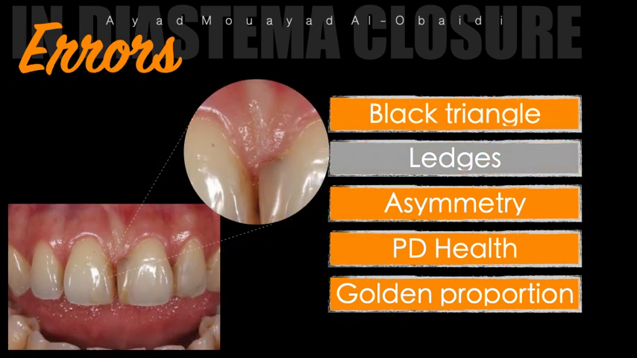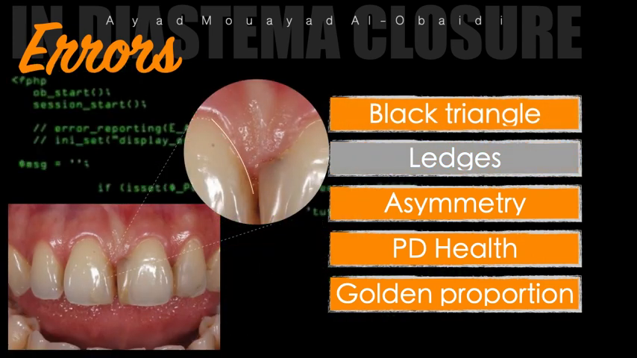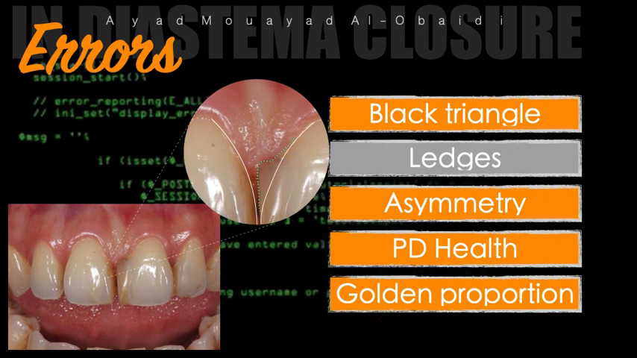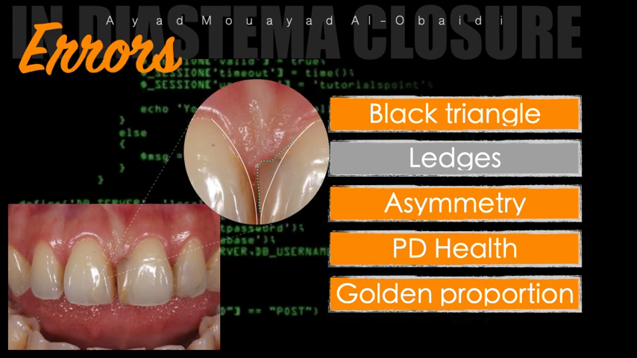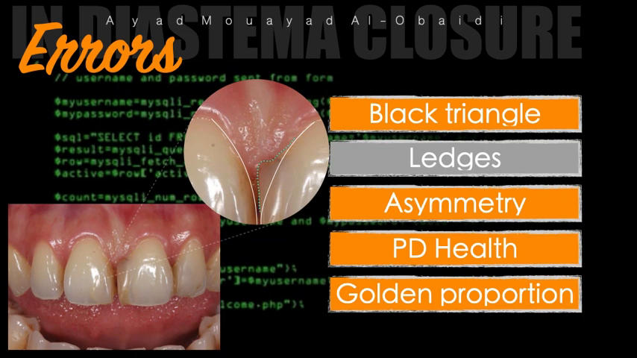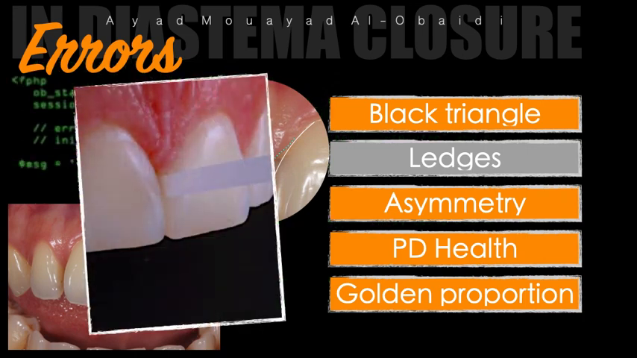Ledges. When we close the diastema with incorrect emergence profile, we will end with ledges. And these ledges will lead to discoloration and inflammation of the gingiva. The correction of these ledges is very simple by using either metal strip or polishing strip and remove all these ledges.